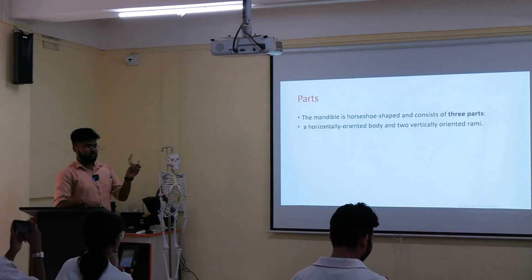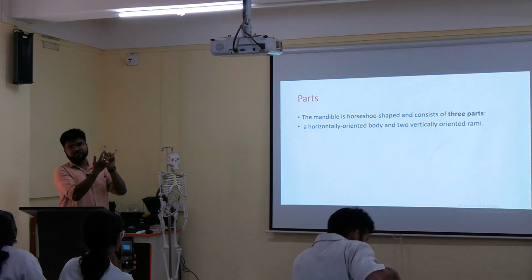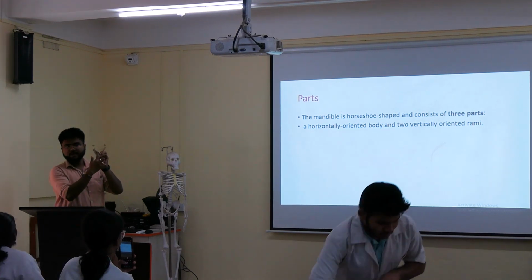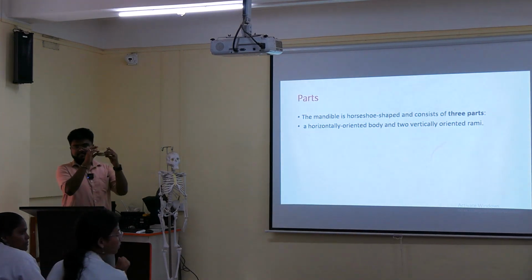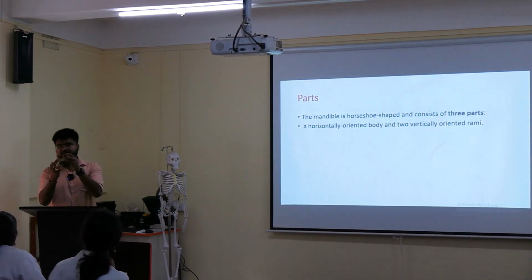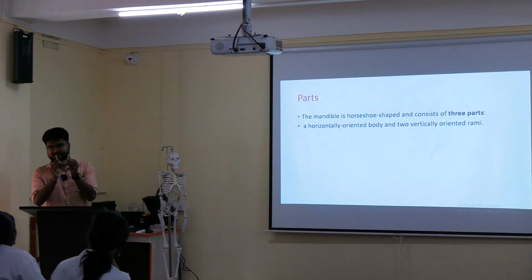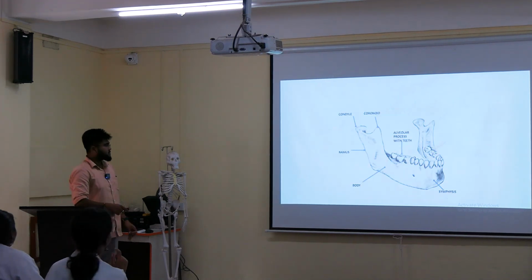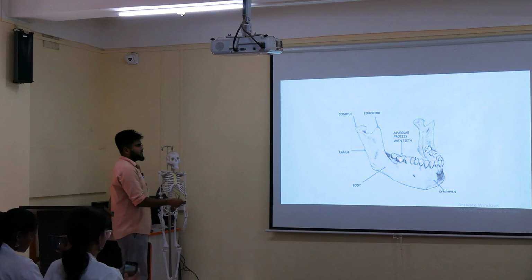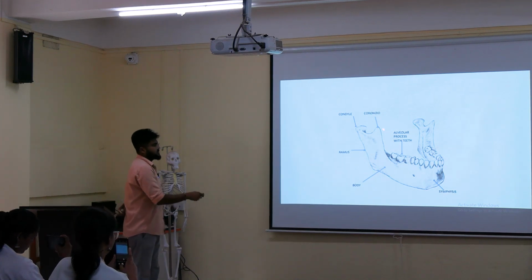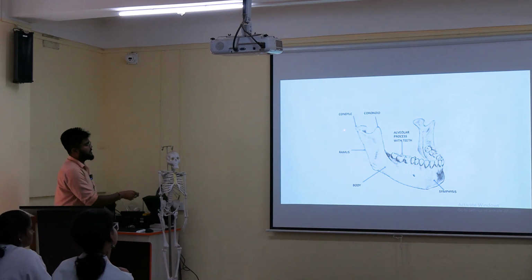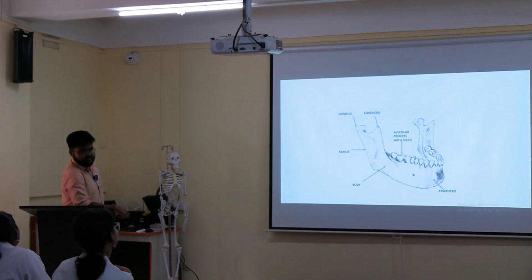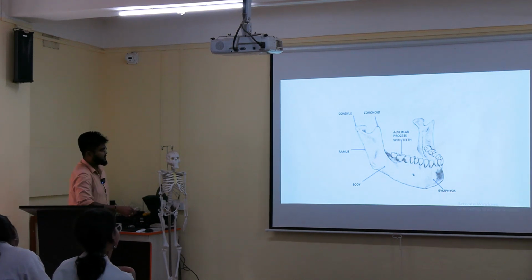Next, the parts you all know: the body is horseshoe or U shaped, and the ramus is vertically present. So the body is horizontally present and the ramus is vertically present. This is mainly the body and this is the ramus. This is the coronoid process, this is the condylar process, and this is the mandibular notch.